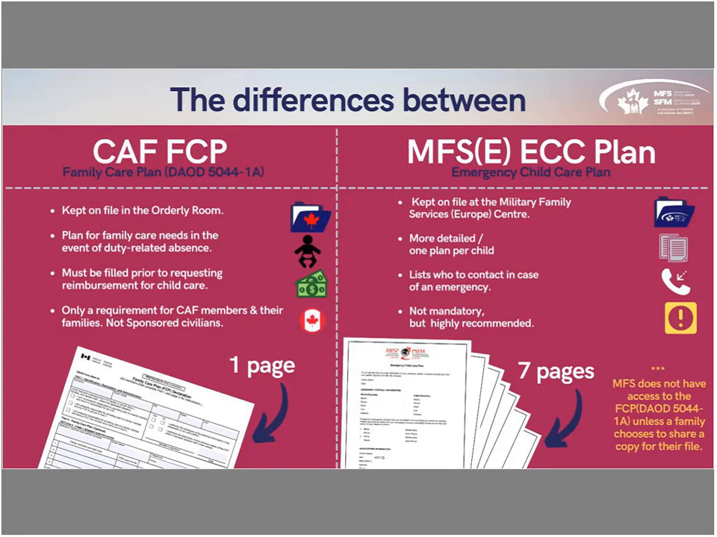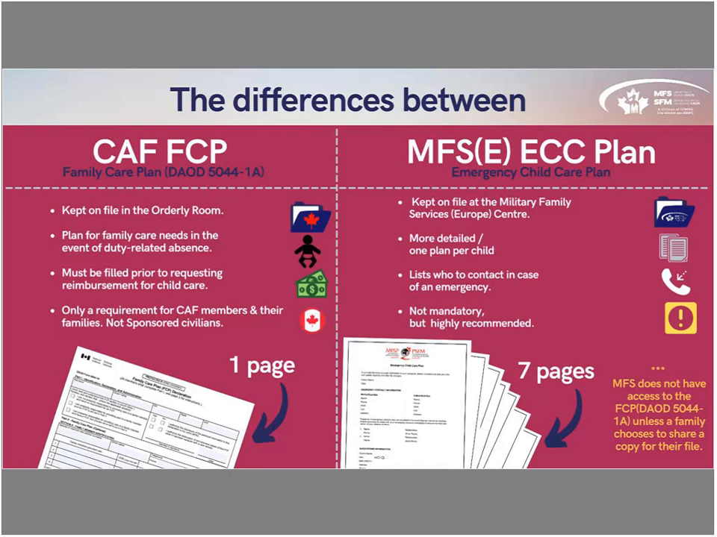Note that the Family Care Plan is only a requirement for CAF members and their families. Sponsored civilians are simply asked to fill out the MFSE Emergency Childcare Plan. The MFSE Emergency Childcare Plan is completed by either parent or guardian if they choose to do so, and is kept on file at the Military Family Services Europe Center. This plan is more detailed than the CAF one and has to be revised when changes happen with the child, at the discretion of the parents or guardian.